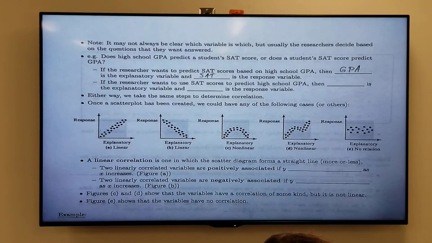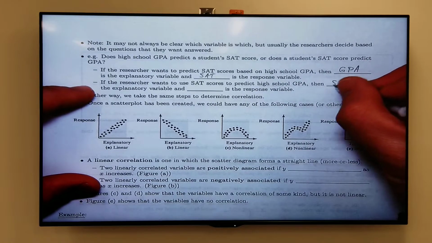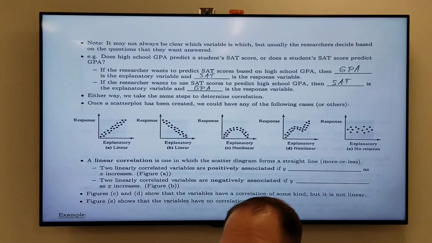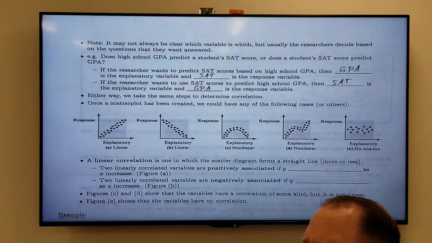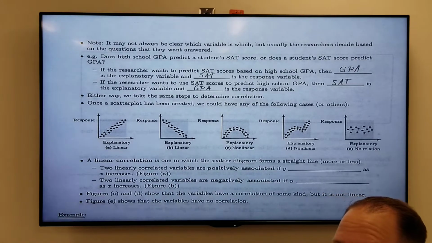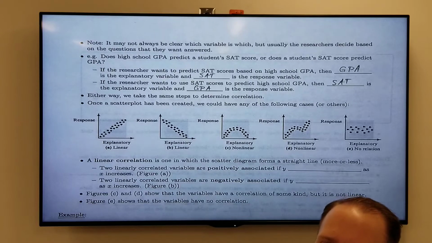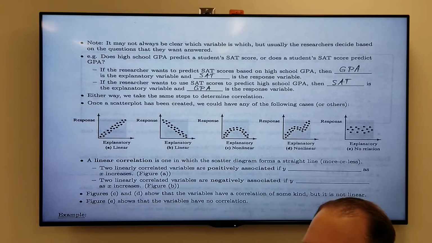If, on the other hand, the researcher wants to use the SAT score to predict high school GPA, then SAT score would be the explanatory variable and GPA would be the response. And I think that you could argue either way, right? You could say, well, clearly the GPA is affecting SAT score. The GPA is what drives SAT score, because if you had a high GPA in high school, then you studied a lot, you learned a lot, and so you probably did well on the SAT. On the other hand, you could argue the other way around. You could say, well, I think it's the SAT score that's driving the GPA, because if you got a high SAT score, then you're smart. And if you're smart, then you got a high GPA.